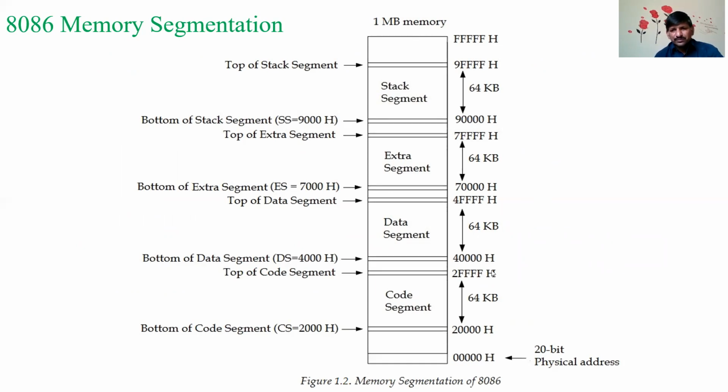So zero segment, first segment, second segment, third segment, and so on up to the 16th segment, labeled 0 to F. 0 to F means 16. So each segment size is 64 kilobytes. In these 16 segments, any 4 segments may be the code segment, data segment, extra segment, and stack segment. If you look at the 20-bit physical address, it is segment address into 10 plus offset. Like that, we are getting the 20-bit physical address.